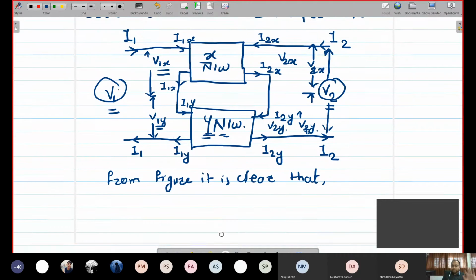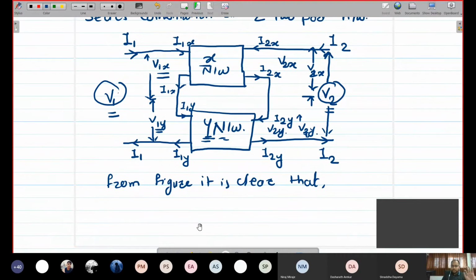The currents are equal, right? So I1 is equal to I1X is equal to I1Y. Am I right? Yes, sir. Okay, great. So from the figure, it is clear that I1 is equal to I1X is equal to I1Y. Similarly, what about I2? I2 is also the same. So I2 is equal to I2X equal to I2Y. Am I right?